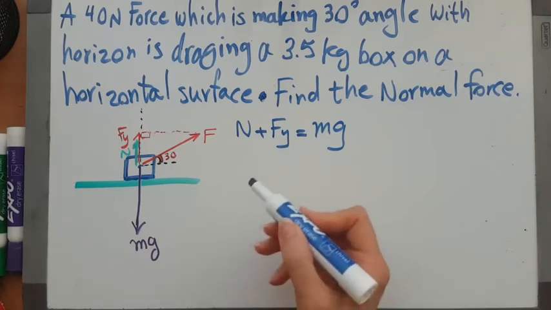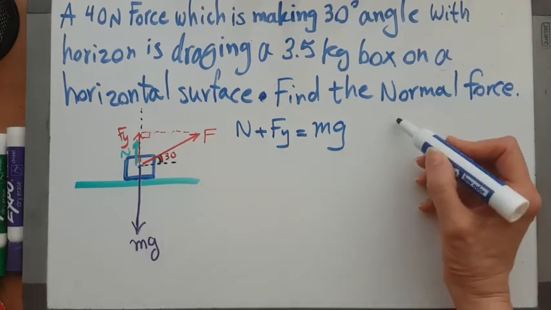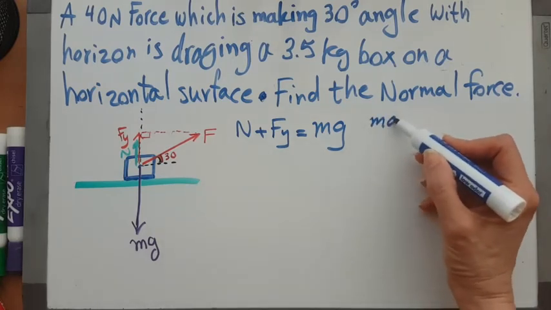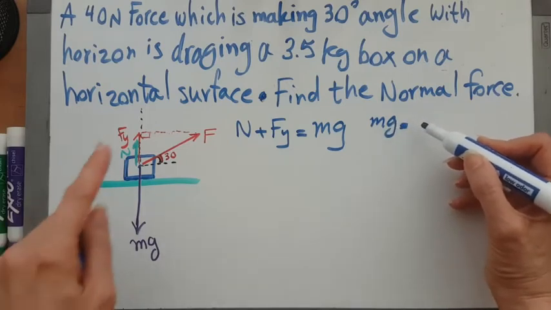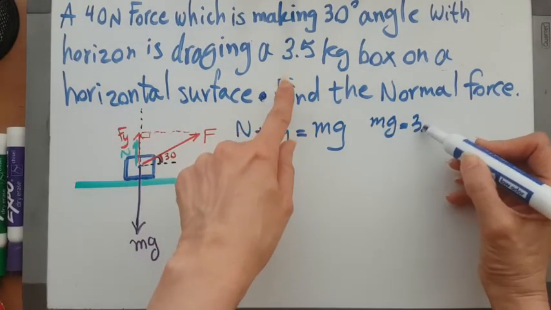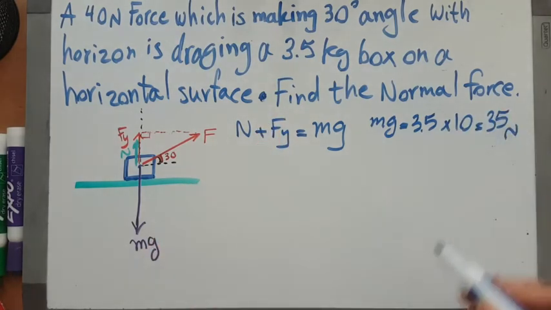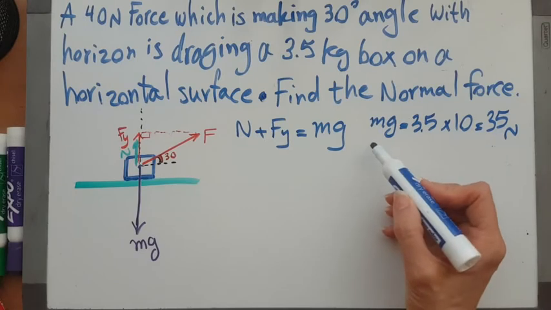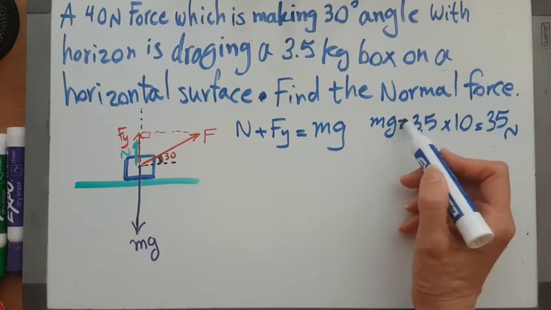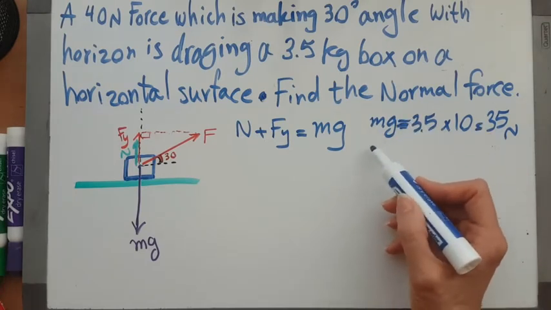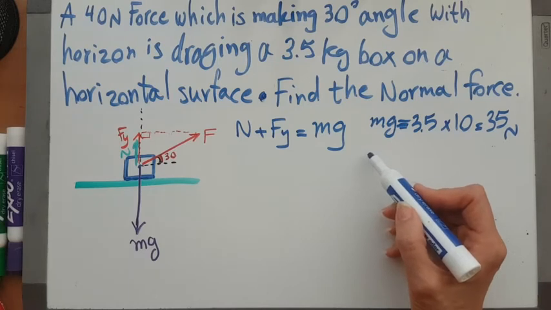So I have the mg. Mg is easy to find, right? Mg equals 3.5 times 10, which is 35 newtons, right? And so I have the mg, and the Fy is also easy to find.